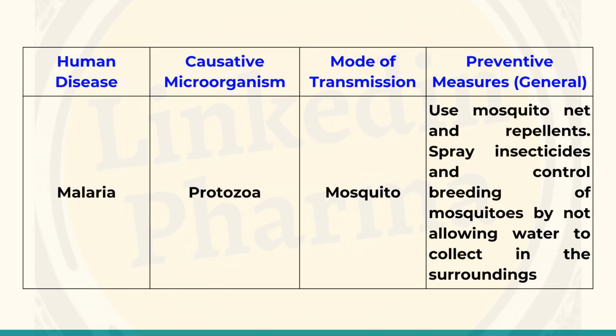Malaria. Protozoa. Mosquito. Use mosquito net and repellents. Spray insecticides and control breeding of mosquitoes by not allowing water to collect in the surroundings.